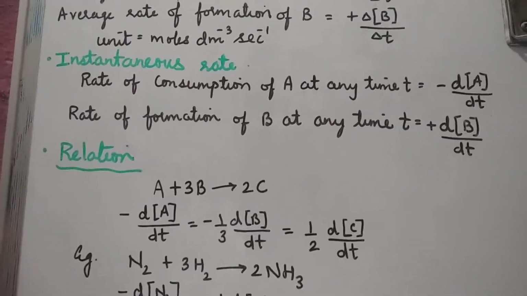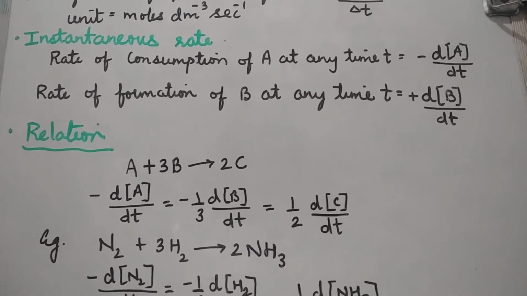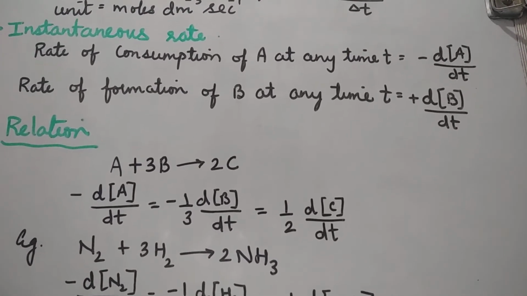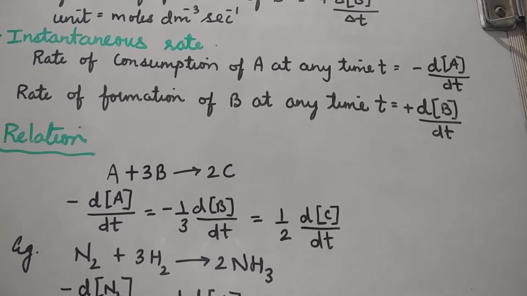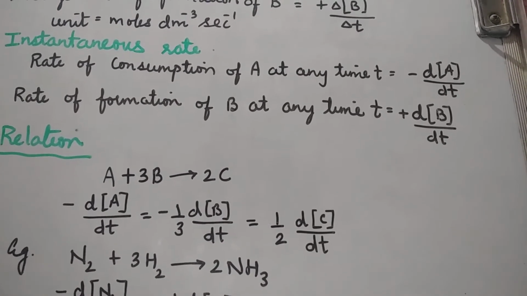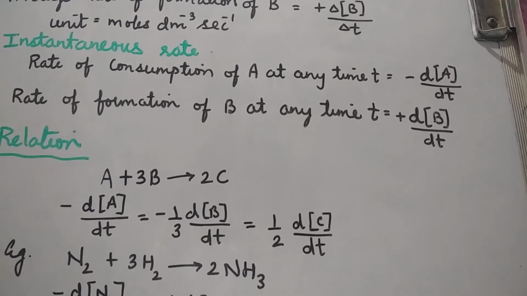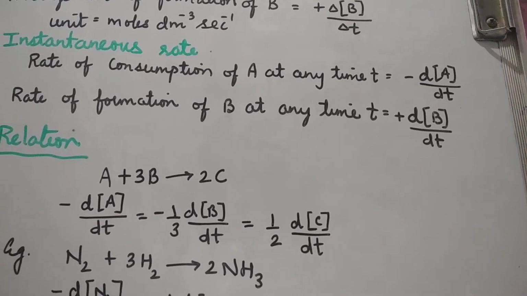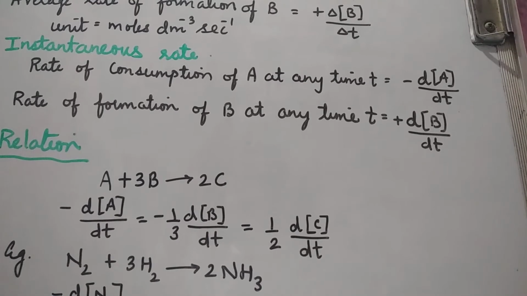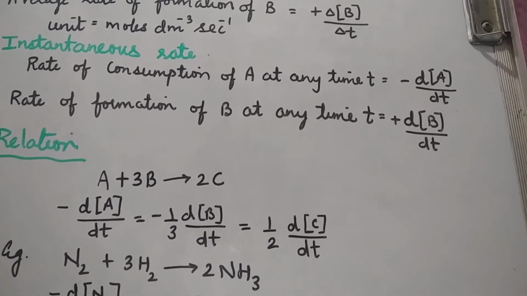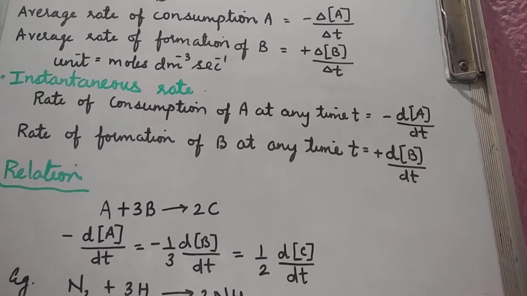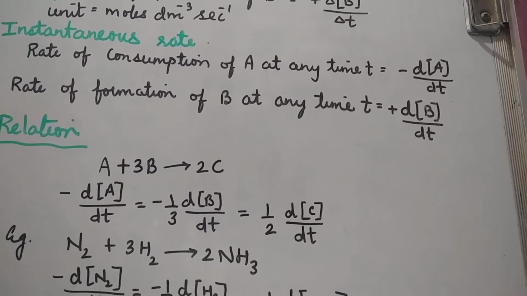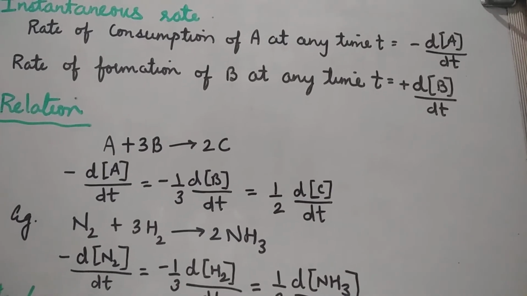Next concept that comes is instantaneous rate. Now what is instantaneous rate? Rate of any substance at one particular instance, at one particular time, is called the instantaneous rate at that particular instance. So we can write it as rate of consumption of A at any time t is equal to minus dA by dt, and rate of formation of B at any time t will be equal to plus dB by dt. If you compare the upper part and the lower part, in average rate we were taking delta, which was a triangle, and in instantaneous rate we are taking delta as a small change d. Only that much is the difference.